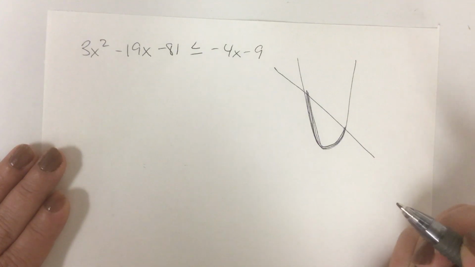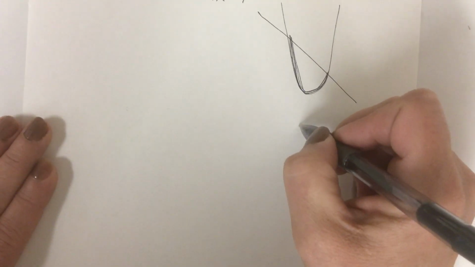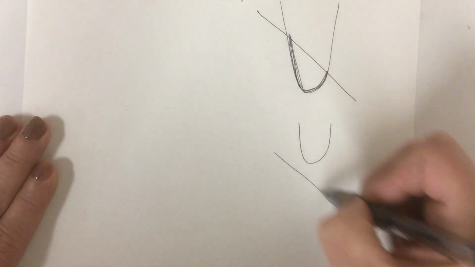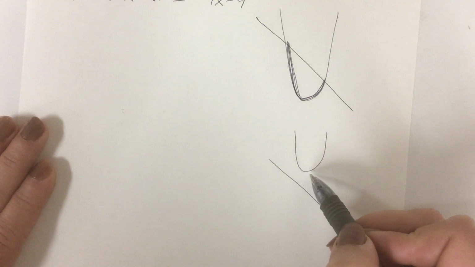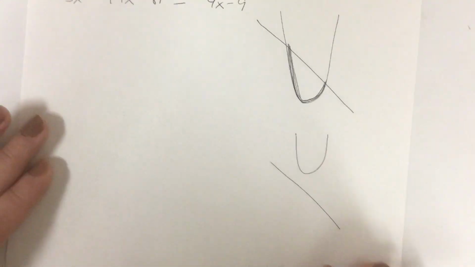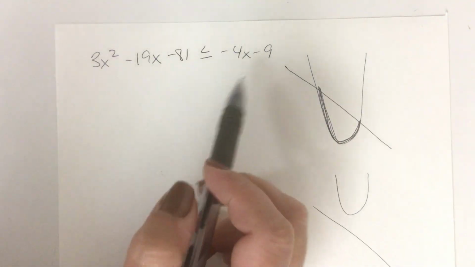Now, we could possibly work this and get no solution, because we could have a parabola here like this, and the line could be under it, and there might be no place where the parabola is under the line. So that's a possibility. Sometimes that happens. Okay, so first thing we're going to do is find our roots.